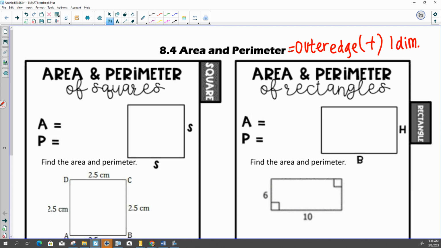The area is what's inside. We find it usually by multiplying things together, and it's 2 dimensions.